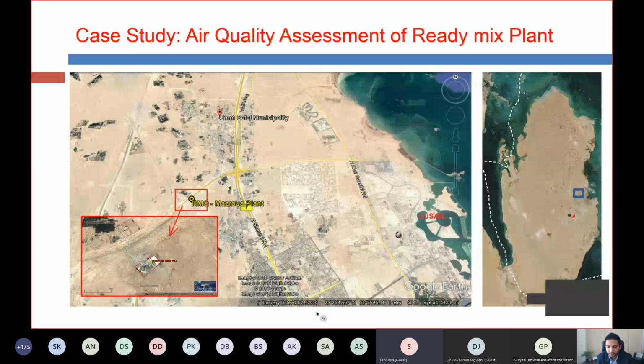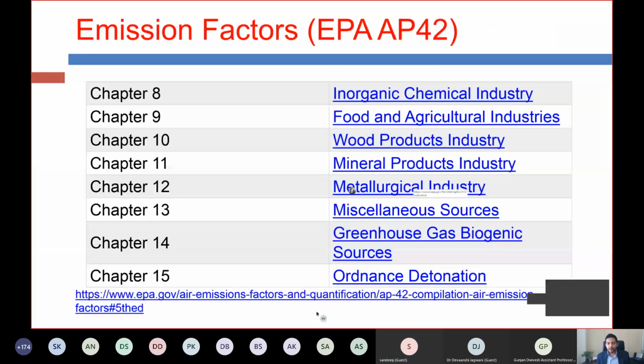With the EPA AP42 chapters included, does it have values for emission rates for all kinds of industries? Yes, what they have done is they have categorized different industries. So when we talk about metallurgical industries, they have different chapters for the steel industry, for aluminium, for copper, for the integrated steel industry, for gold. So there are all different kinds of industry that have been studied.